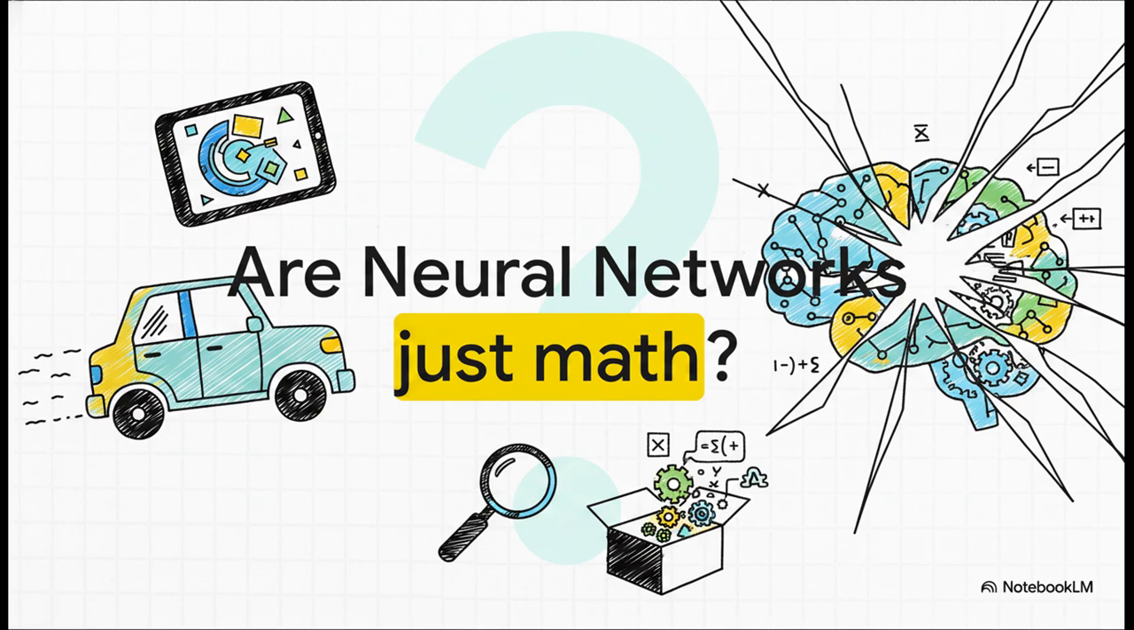So I want to start by throwing this question right back at you. Are neural networks just math? I mean, it is so incredibly easy to look at an AI generating stunning artwork, answering super complex questions, or even driving cars, and just assume it operates on some kind of digital magic. We tend to treat these systems like mysterious black boxes. But to truly understand them, we have to shatter that illusion completely. We need to peek under the hood and ask, what is actually powering these incredible feats?